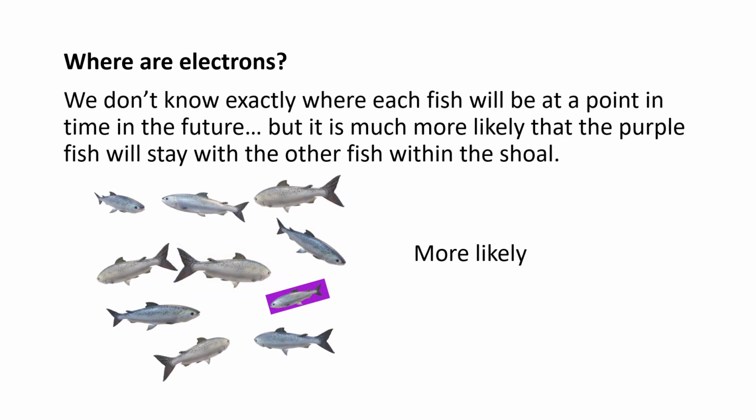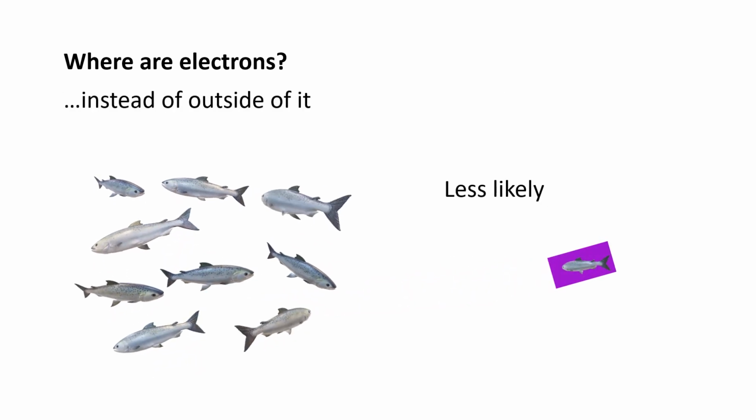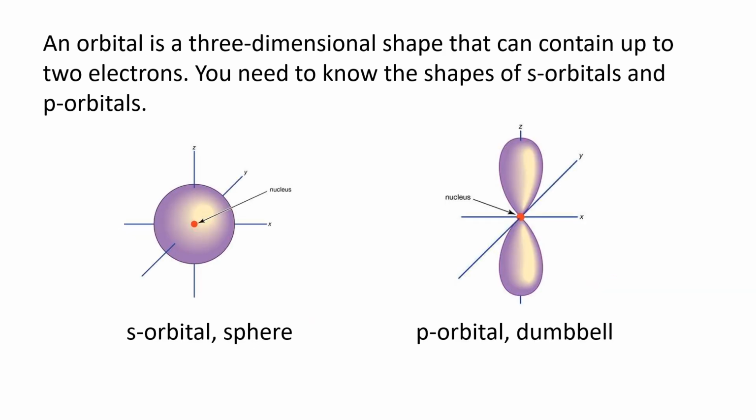We don't know exactly where each fish will be at a point in time in the future, but it is much more likely that the purple fish will stay with the other fish within the shoal. It is much less likely that the purple fish will move outside of the shoal. In this case, the shoal represents a three-dimensional region that the fish is likely to be in. An orbital is a three-dimensional shape that can contain up to 2 electrons.